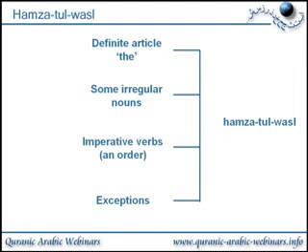So we're going to divide this up into 4 different sections. Firstly, something called the definite article, which in English is the word the. We're going to have something called irregular nouns, and we've got what are called imperative verbs, which is effectively verbs that are commanding or ordering normally a second person to do something. And then we've got exceptions to all these rules. So we're going to break these down one by one.